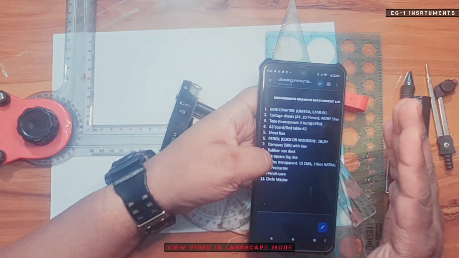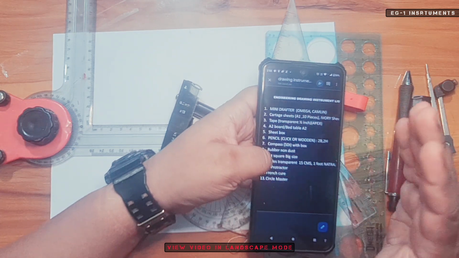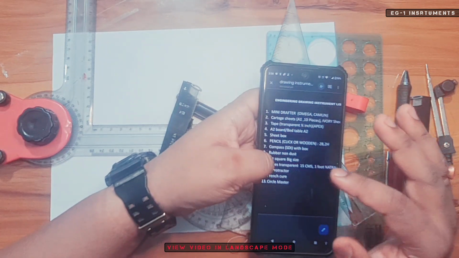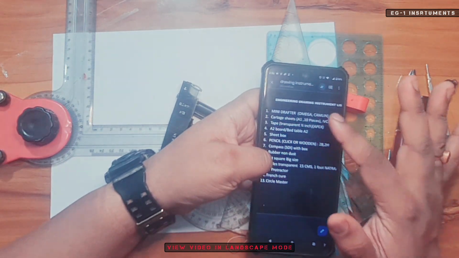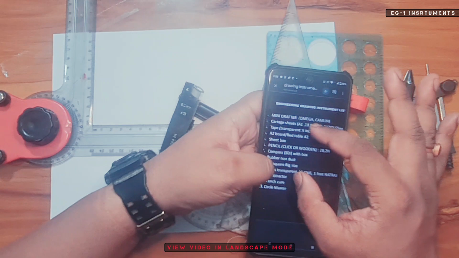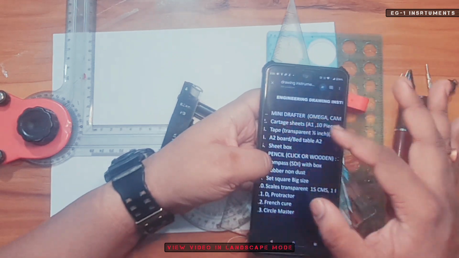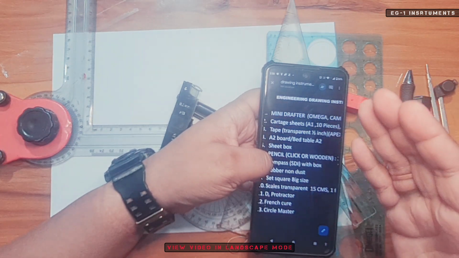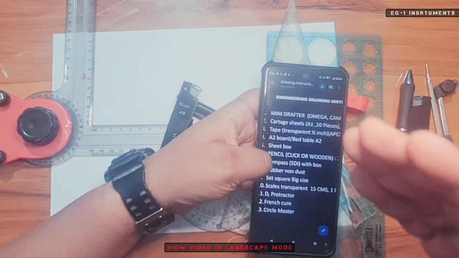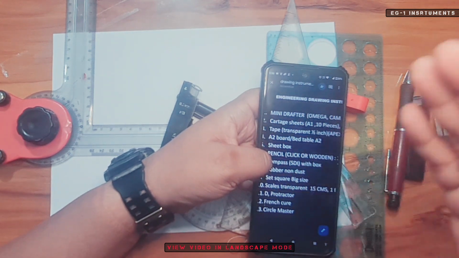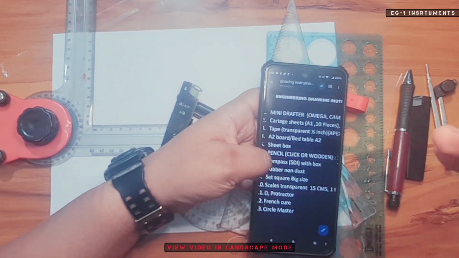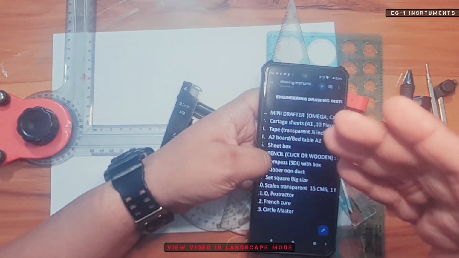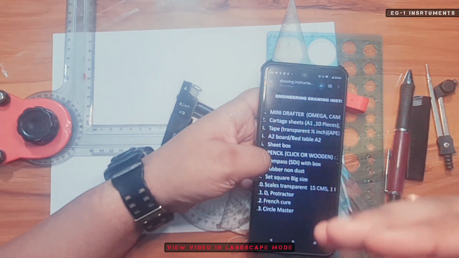This is the beginning of engineering drawing, and for engineering drawing you need to have some instruments like what I have written over here. You can see this list of instruments will be given to every student who has got admission in the first year of any type of engineering in India, and you will see that this subject is compulsory in all the branches.